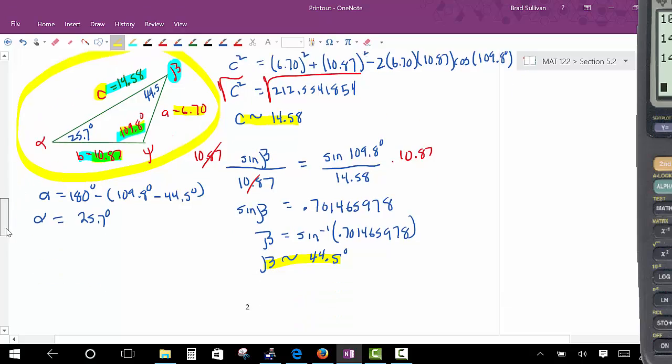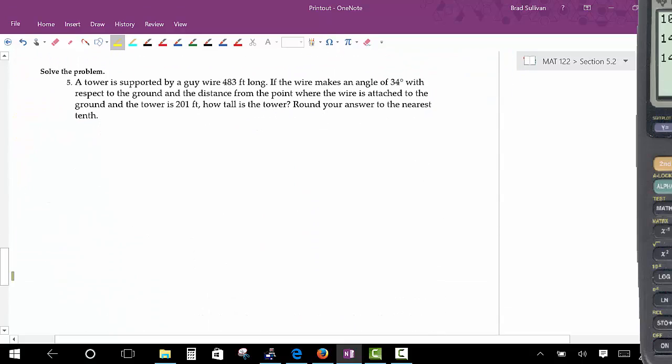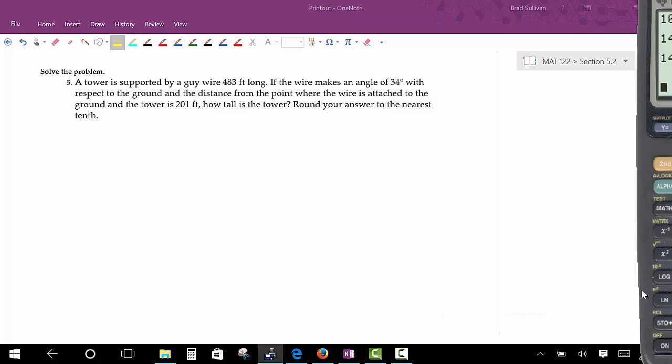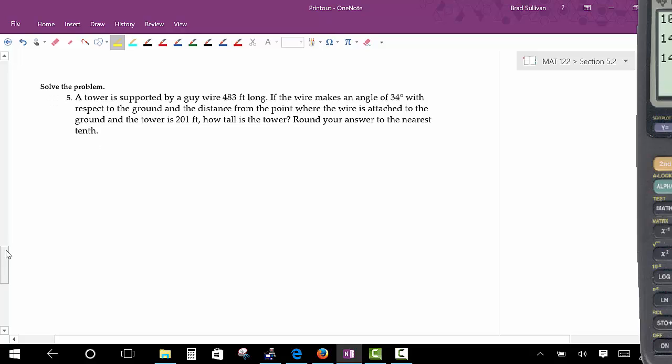Okay, so let's see. If we go to the next page, I'm just going to do a couple of applications, and that'll finish this section up. So what I'd like to do with this is solve a couple of word problems that have to do with law of cosines. Okay, so let's draw a picture on these things as we go.